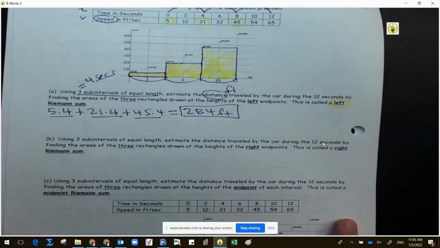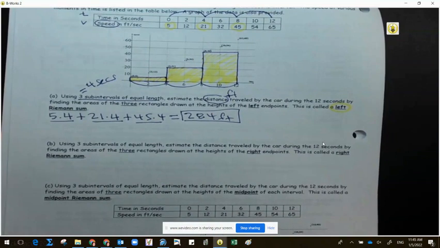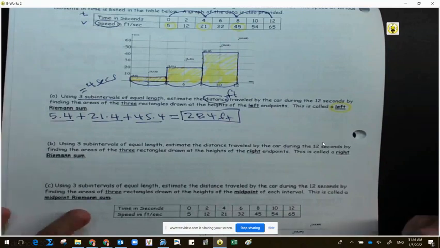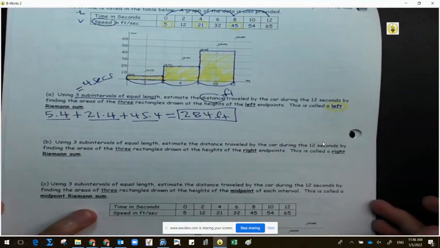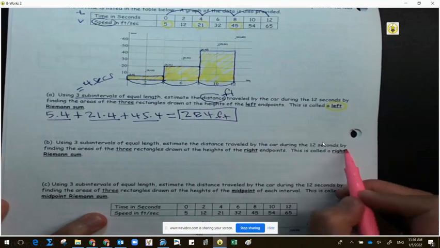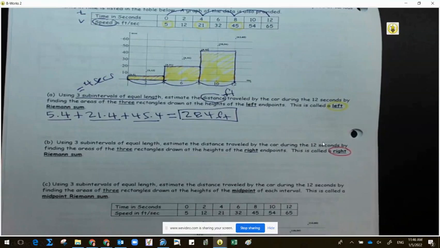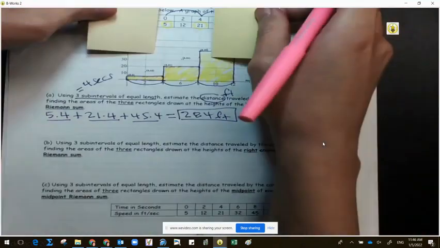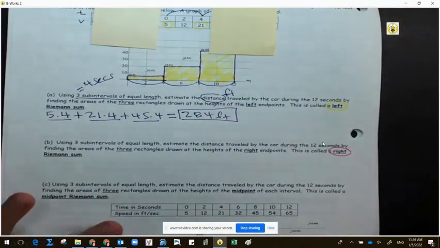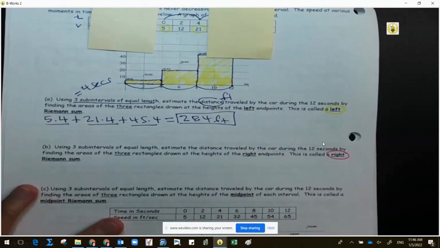All right, Grant, let's read part B. Using three subintervals of length 4, finding the areas of three rectangles drawn at the heights of the right endpoints is called the right Riemann sum. So we're doing the right Riemann sum, and I'm going to denote that with the pink. So let's look at the table first. When I look at the first subinterval, what is the highest number or the rightmost number?